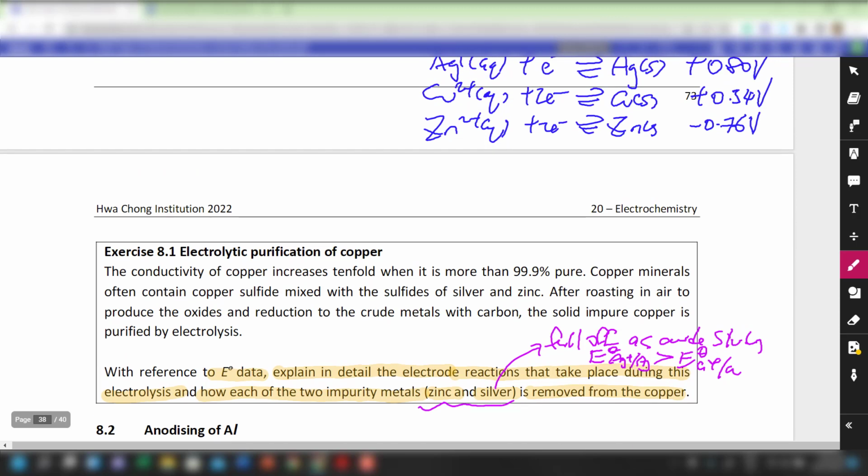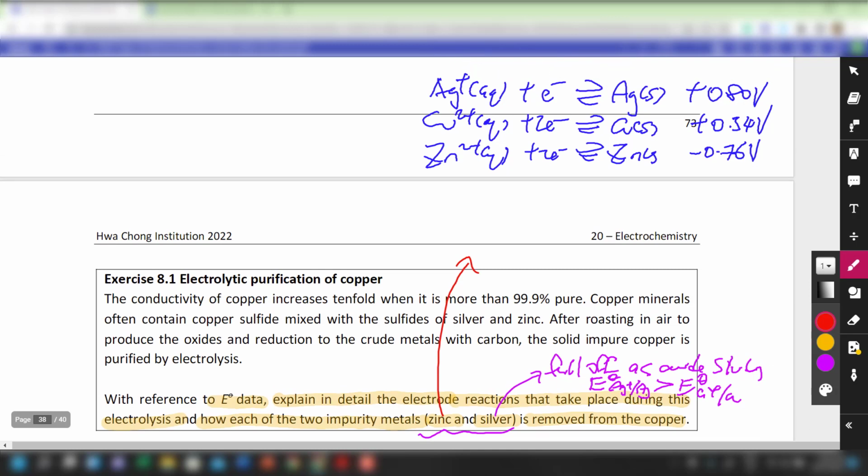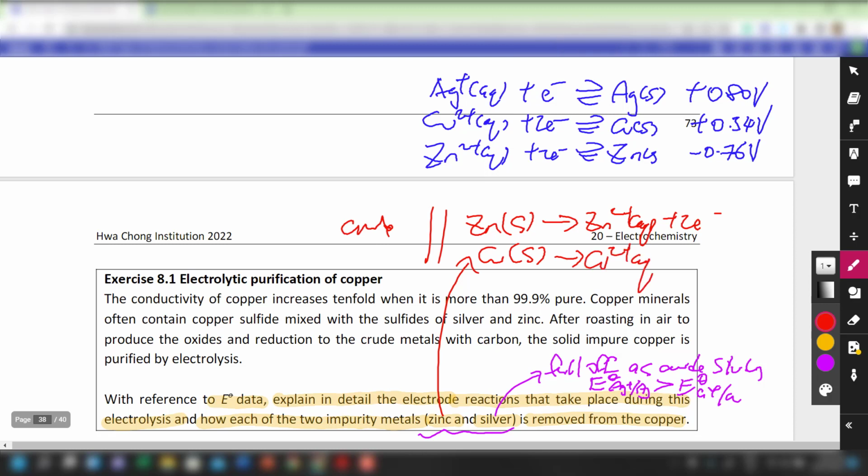At almost the same instant, zinc will be oxidized to zinc 2 plus. So what happens at the anode is that solid zinc will be oxidized to zinc 2 plus aqueous in the solution. Of course, at the same time at the anode, copper will also be oxidized to copper 2 plus and 2 electrons. So if copper can be oxidized, any metal more reactive than copper will also be oxidized.